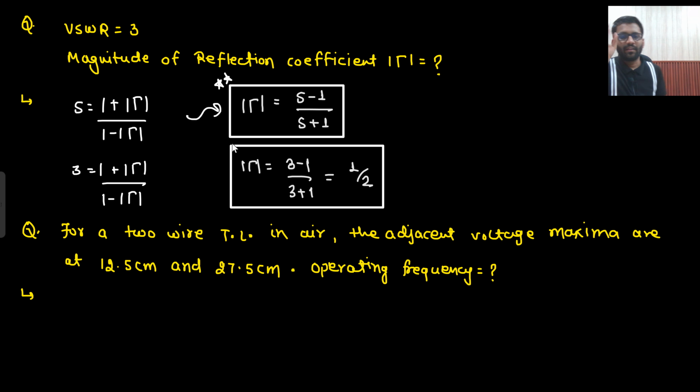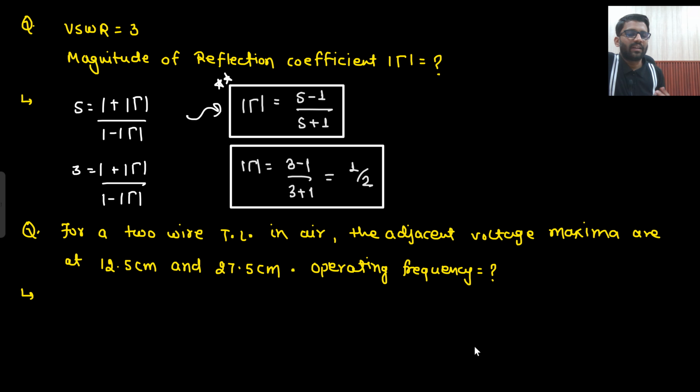About the sign, you need to have another piece of information: whether voltage maxima is occurring first or voltage minima is occurring first. Then you can calculate the sign of gamma as well. But for the magnitude only, S minus 1 upon S plus 1. You can put mode of gamma equal to 1 by 2 here as well and you will get the same thing. If you put 1 by 2 here, 3 by 2 divided by 1 by 2, what are you getting? 3 only. Okay, so I picked this question just to tell you that there is another formula, S minus 1 upon S plus 1.